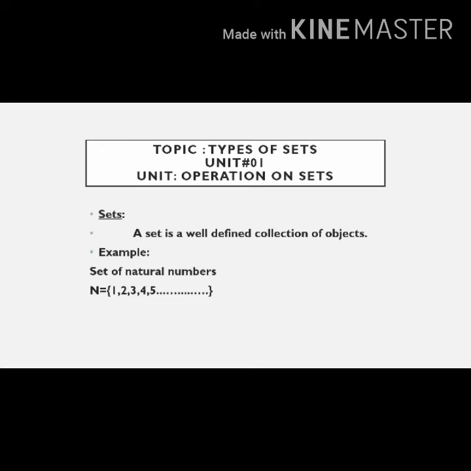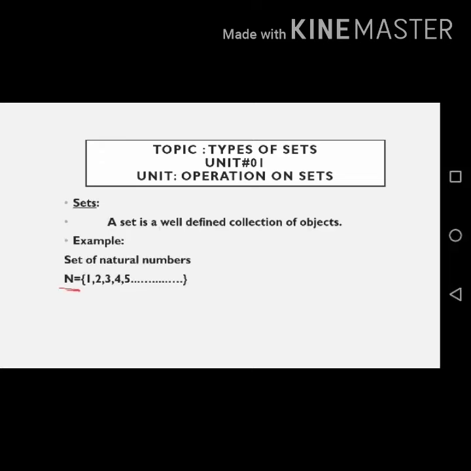A set is a well-defined collection of objects. Here, well-defined means a thing that is clearly defined or expressed, and objects means elements or members of that set. Now, I will explain this concept with the help of an example. The example given is the set of natural numbers.